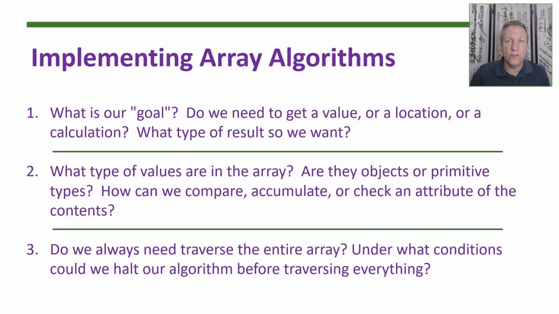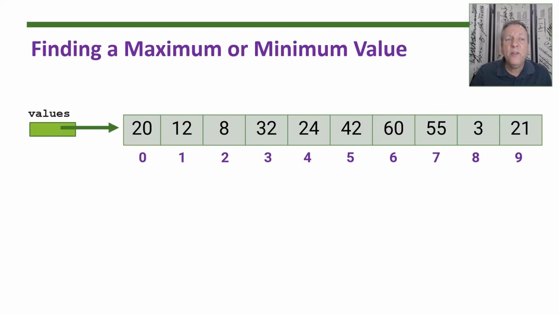All right, let's look at our first algorithm: finding the maximum or minimum value. So here we have this array of integers, and we want to determine how we can find our maximum value within the entire array. Now, we're going to have to visit each location, so we're not going to be able to halt early. And since we're searching for a maximum value, we're going to need a variable to hold that value. We'll call it max. We'll start with the first value of the array as our max because that's the first one that we've seen. Then we're going to traverse the entire array, comparing each value to max to see if it's greater.